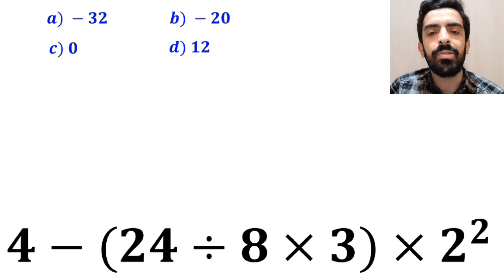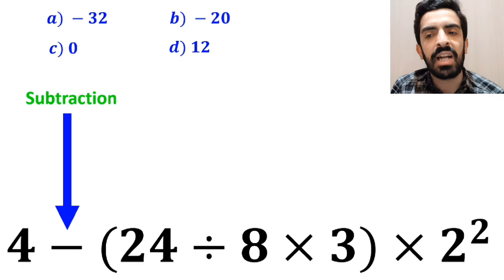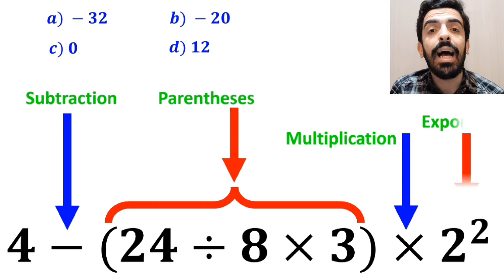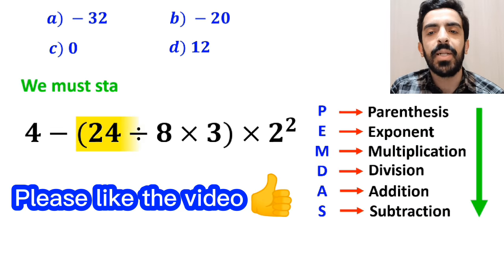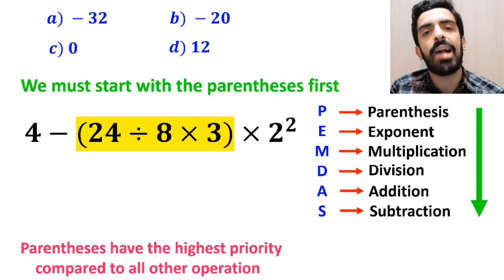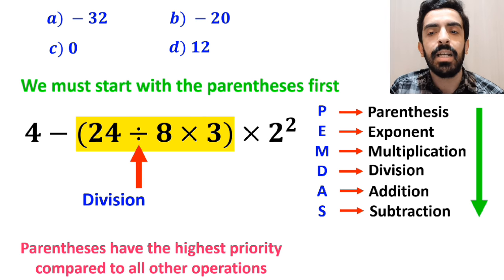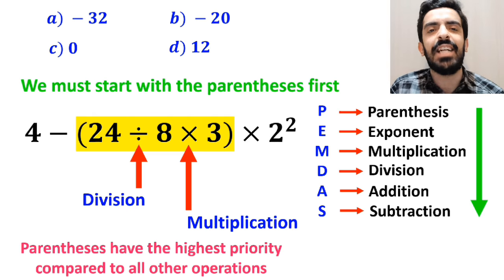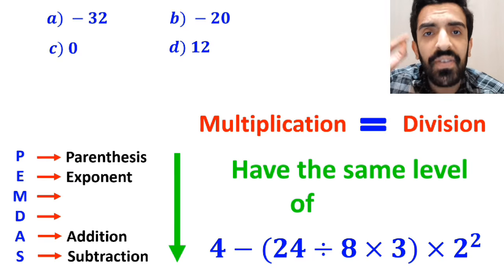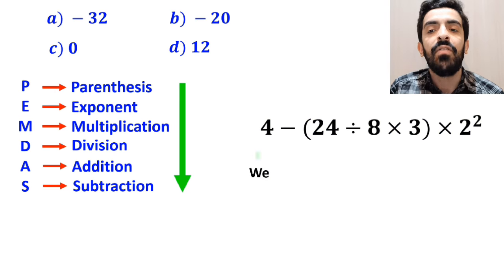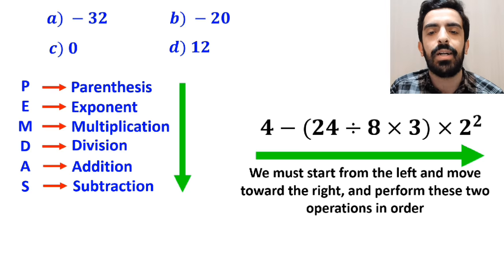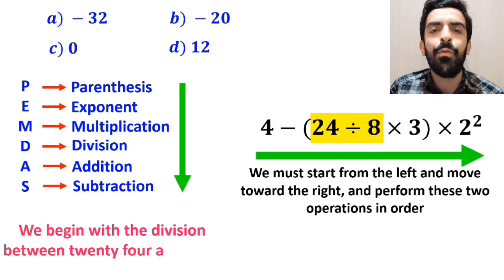Okay, as you can see on the screen, in this expression, first we have a subtraction sign, then parentheses, after that we have a multiplication sign, and finally an exponent. So, we must start with the parentheses first, because parentheses have the highest priority compared to all other operations. And inside the parentheses, first we have a division sign and then a multiplication sign. It's very important to remember that multiplication and division have the same level of priority. In this situation, we must start from the left and move toward the right and perform these two operations in order. So, we begin with the division between 24 and 8.